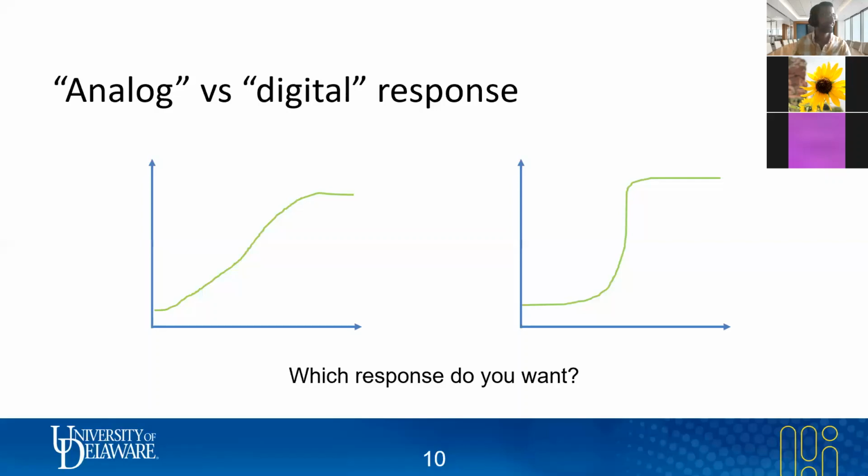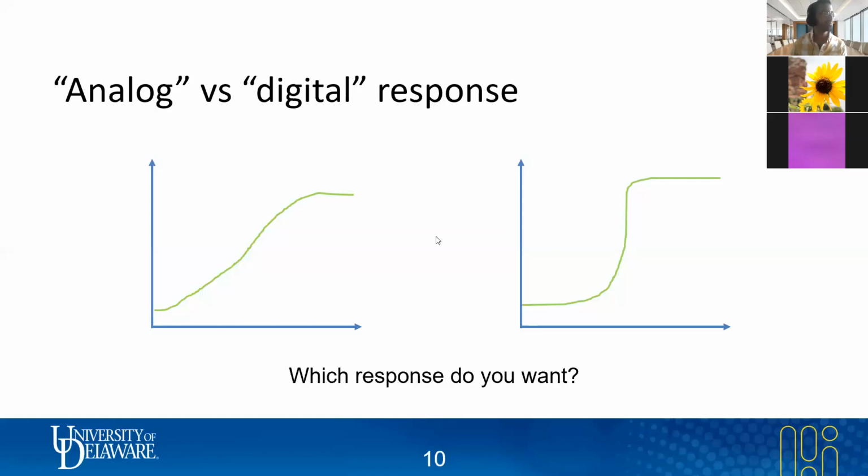Well, I don't think it's fair to say which one do you want, because it's all context dependent. If I want to know how much of my substrate I have, I want analog because it goes linearly. But if I just want to know if it's there or if it's not, then I want to use digital. That's perfect. That's an excellent response.